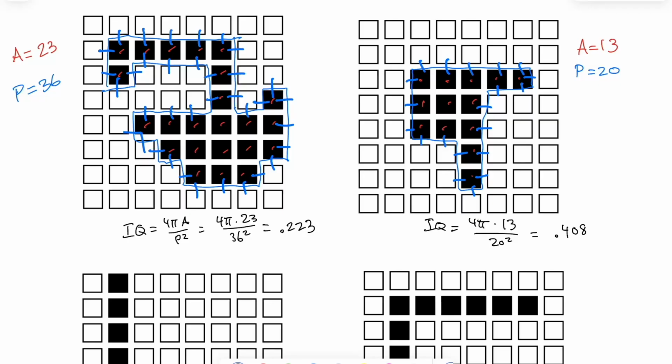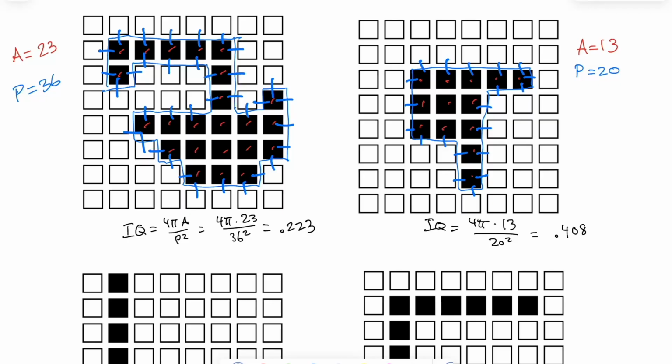All right. So remember, what do these numbers represent? It means that this shape on the right-hand side is a better shape according to the isoperimetric quotient. It is a less weird and wiggly shape. And the one on the left is more weird and wiggly according to the isoperimetric quotient.